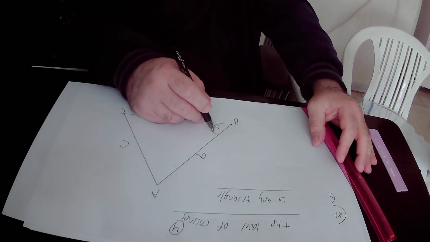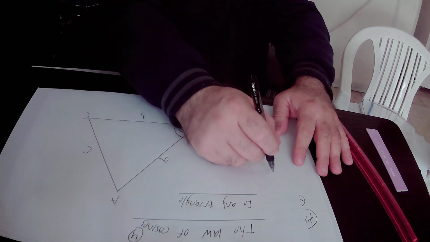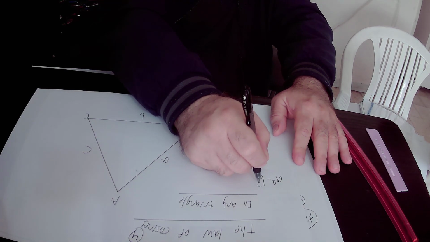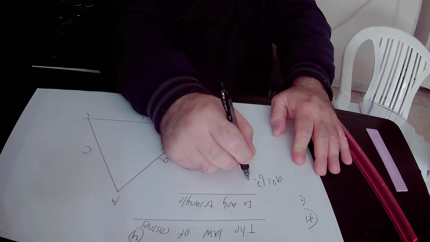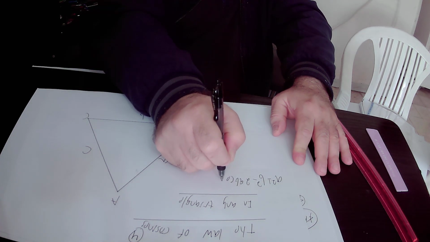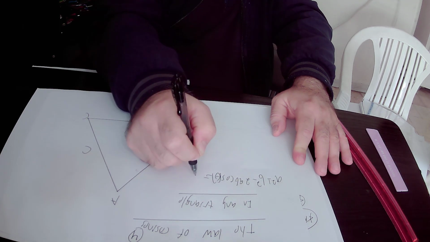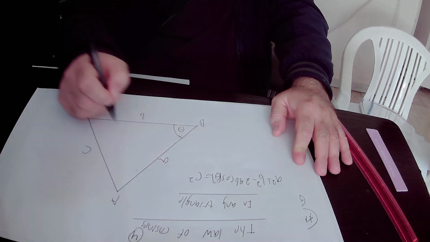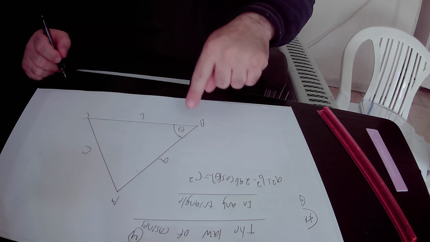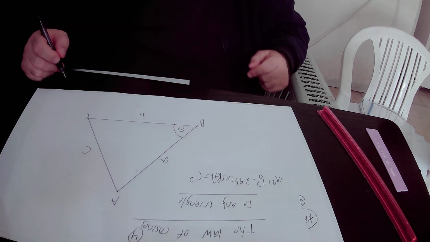Then, according to the law of cosines, A squared plus B squared minus 2 times AB cosine theta equals C squared.